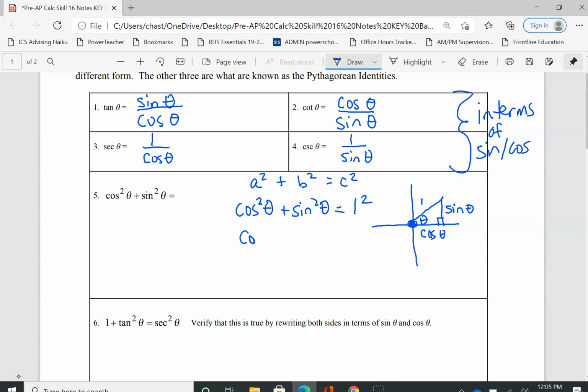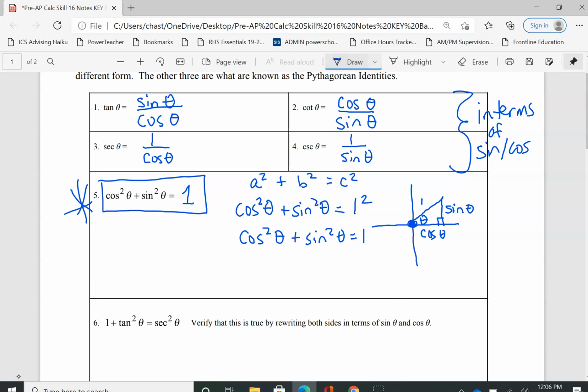Okay, this is just me using the Pythagorean theorem. And since we know that 1 squared is just 1, we know that sine squared and cosine squared, when you add them together, makes 1. Okay? That's going to be our very important first rule here. So cosine squared plus sine squared equals 1.